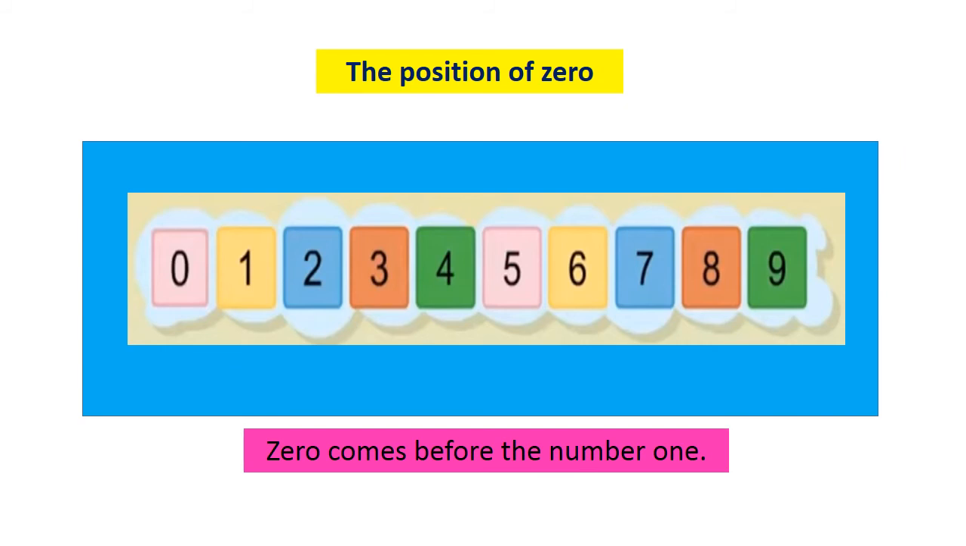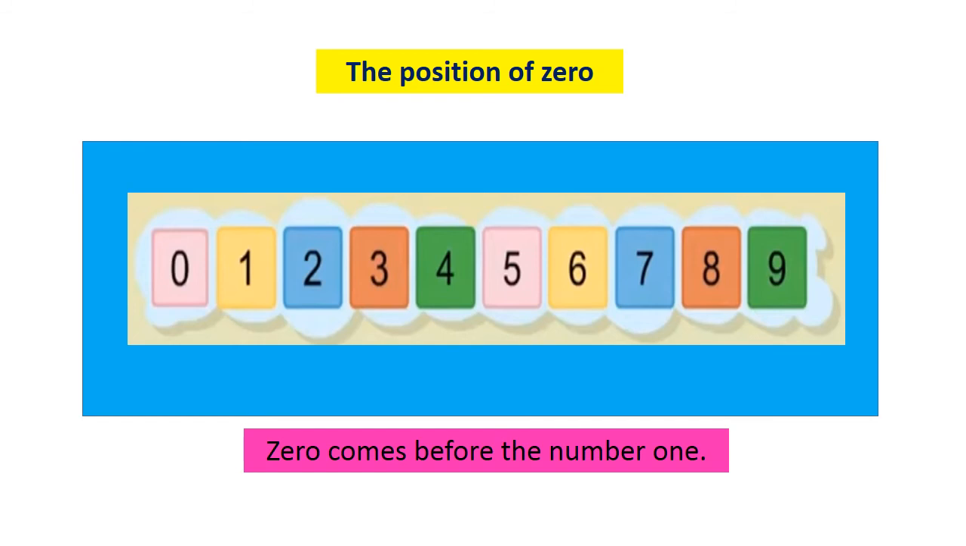Alright kids, let's see what is the position of 0. Here, there's a number line. Look at this number line. The first number written on it here is 0. It starts with 0.